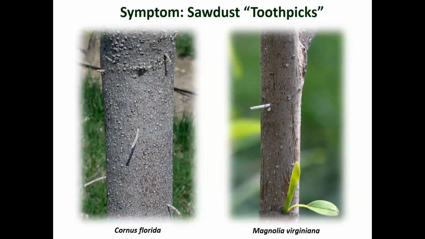But there are some key traits or symptoms. One of those are sawdust toothpicks that stick out perpendicularly from the stem of the tree. And that is the result of the tunneling of the female. So as she's tunneling into the tree, she's pushing out this basically sawdust material that just gets packed together. But once it rains or if there's heavy winds, the sawdust toothpicks do not last very long. So it's kind of a temporary symptom.